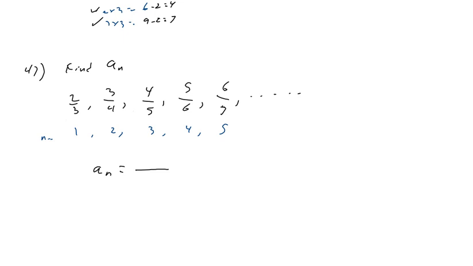Again, tricky situation. It's going up by 1 each time, yes, but so are the n numbers going up by 1 each time. That's just the nature of the pattern, right? So I want it so that when I plug in a 1, I get 2 over 3. And then when I plug in a 2, I get 3 over 4. Right, so I want some equation where I plug in a 1 and I get 2 over 3. And I go up by 1, I get a 3 over 4.